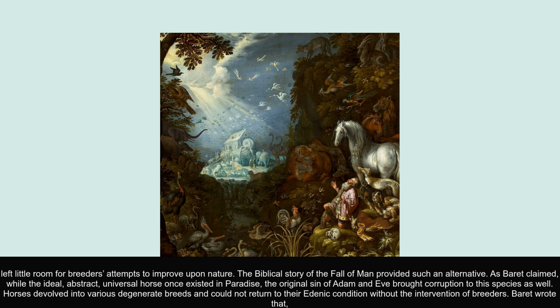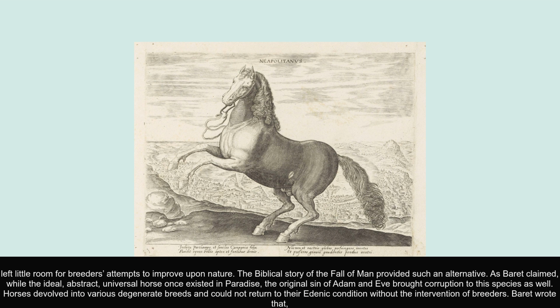As Barrett claimed, while the ideal, abstract, universal horse once existed in paradise, the original sin of Adam and Eve brought corruption to this species as well. Horses devolved into various degenerate breeds and could not return to their Edenic condition without the intervention of breeders.